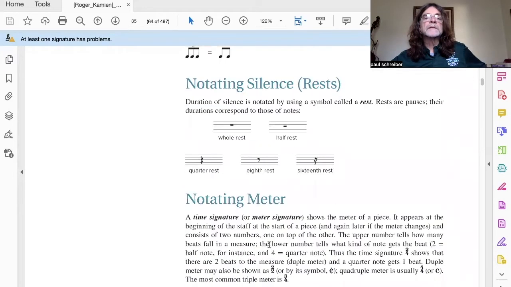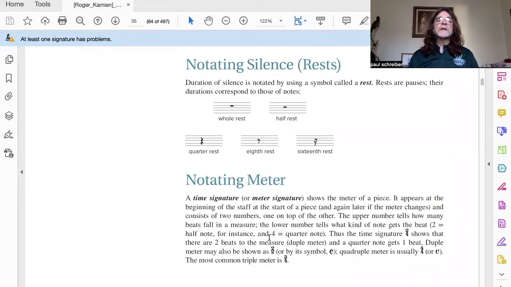Notating silence. Duration of silence is notated by a symbol called a rest. Rests are pauses, and durations correspond to these. A whole rest is basically 4 beats, 1, 2, 3, 4 of silence. And we have a half rest, which is 1, 2 beats of silence, and then a quarter rest is just 1. That's what that looks like, and an 8th rest and a 16th rest.